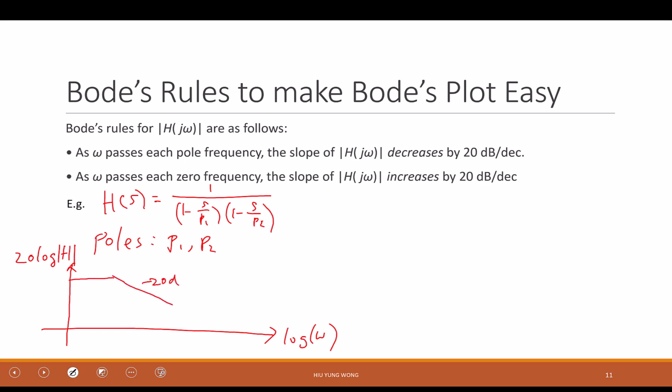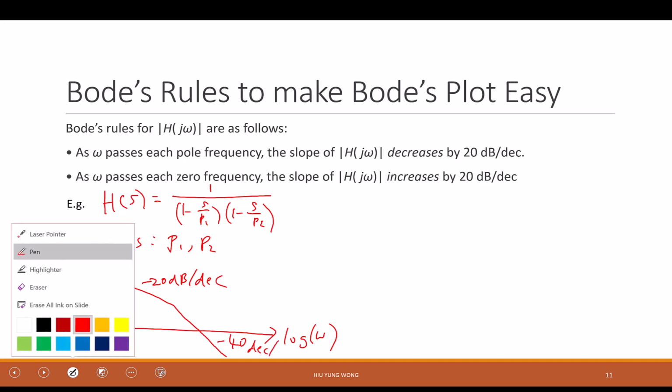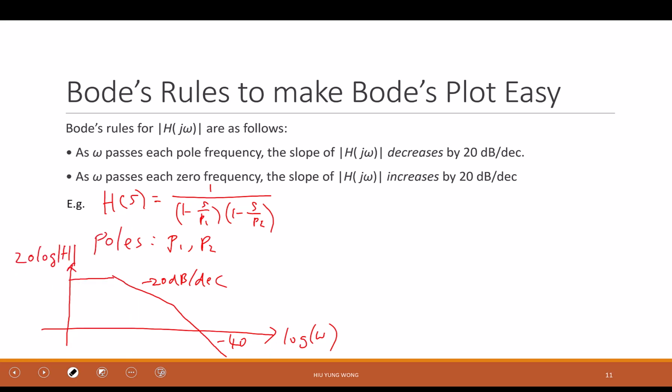Negative 20, thank you, per decade, when you see the first pole. And then you continue another 20 dB. And the point is that it keeps adding, it accumulates if you have a new pole, right?